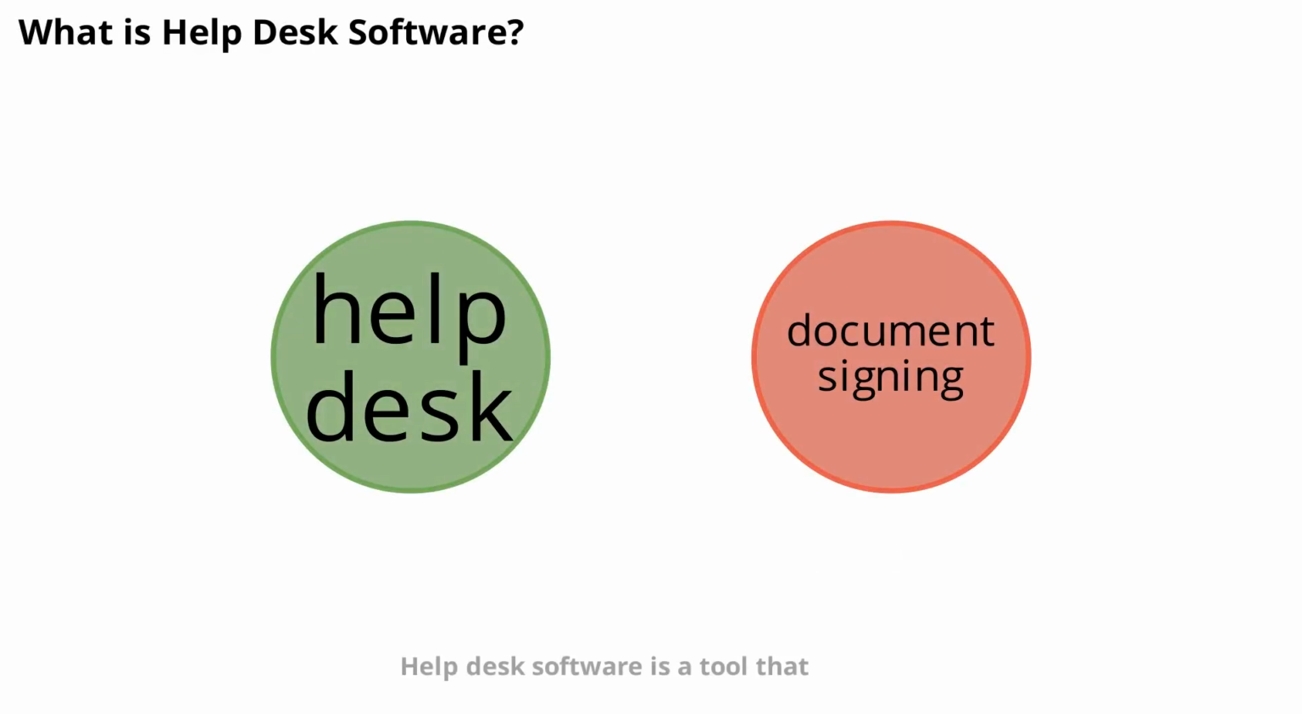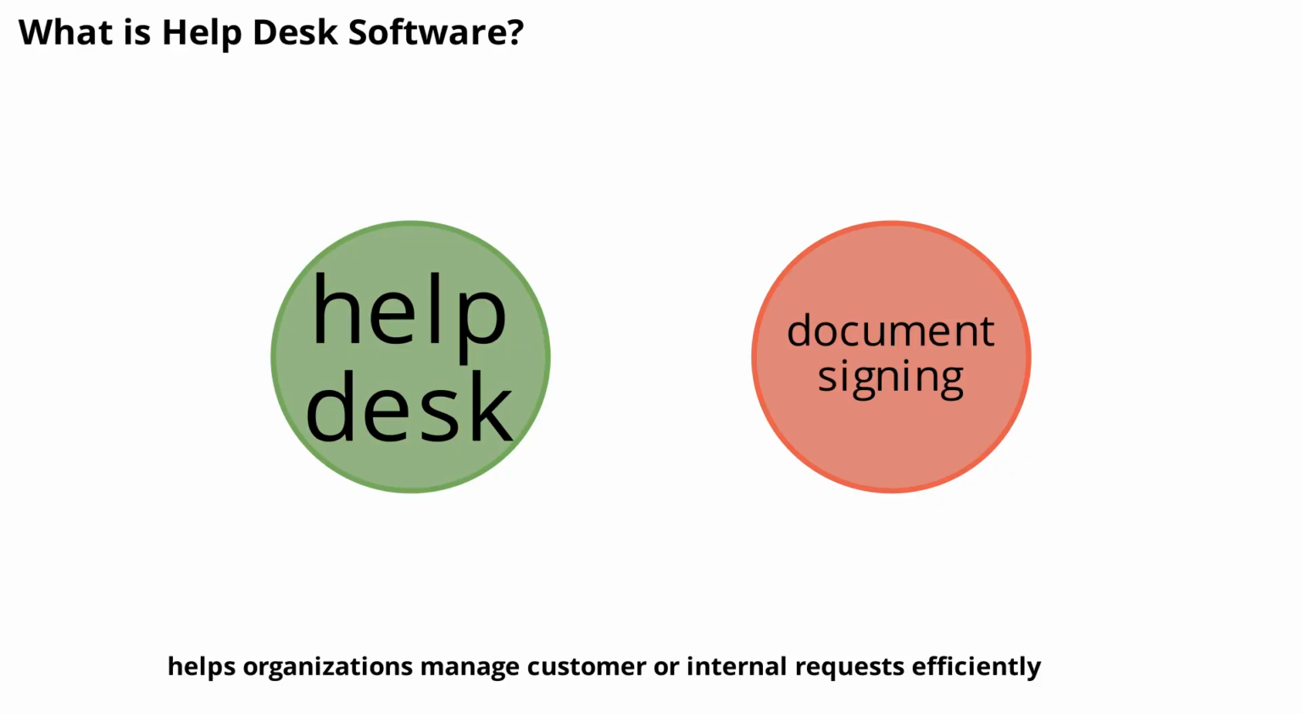Help desk software is a tool that helps organizations manage customer or internal requests efficiently. When it comes to document signing, help desk software can automate the process, track requests, and ensure that every document is signed by the right person. This saves time, reduces errors, and keeps everything organized in one place. Understanding this foundation will help you see why integrating document signing into your help desk is so valuable.